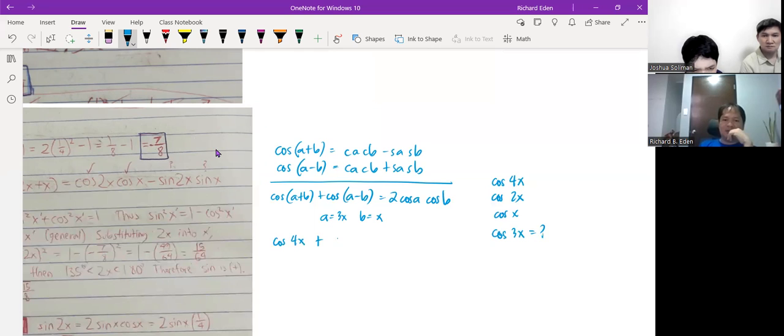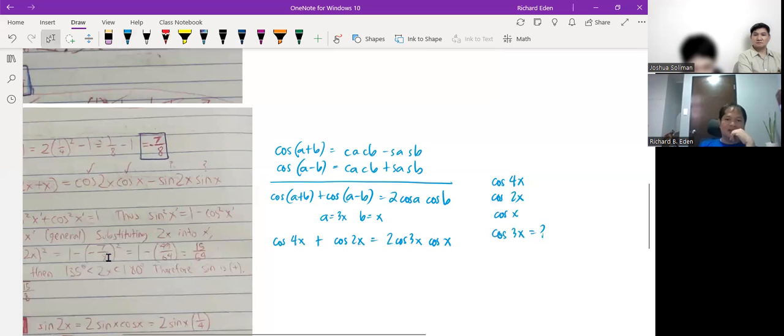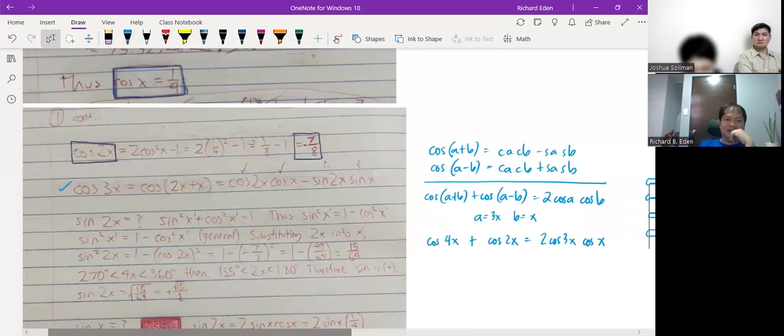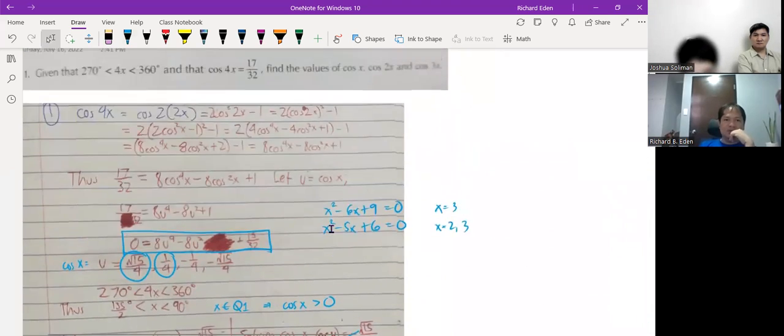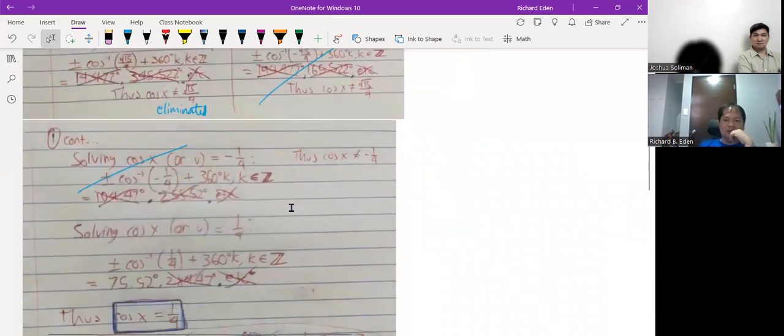Cosine of A minus B is cosine of 2x. Here on the right side, twice cosine of 3x times the cosine of x. And the cosine of 4x, let's plug things in. Cosine of 2x, you ended up with negative 7 over 8. The cosine of 4x was given originally as 17 over 32.